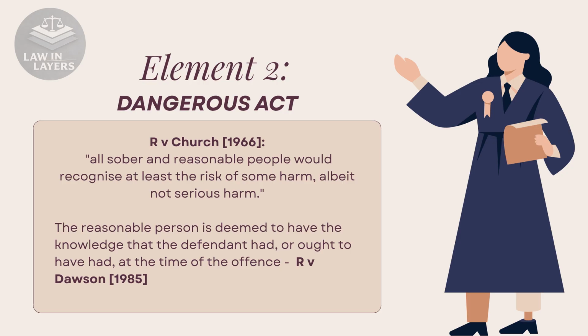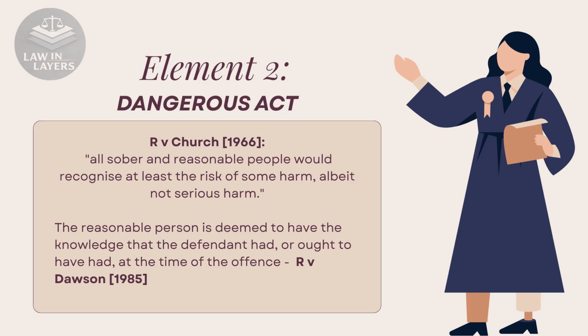Dangerousness is tested objectively. In R v Church, it was stated that dangerous means that all sober and reasonable people would recognize at least the risk of some harm, albeit not serious harm. The reasonable person is deemed to have the knowledge that the defendant had, or ought to have had, at the time of the offense, as demonstrated in R v Dawson.